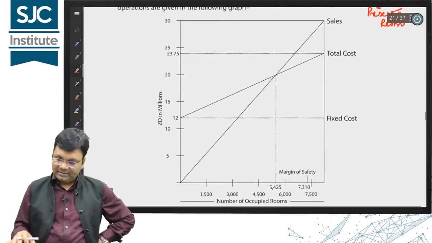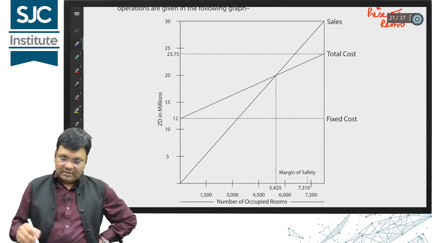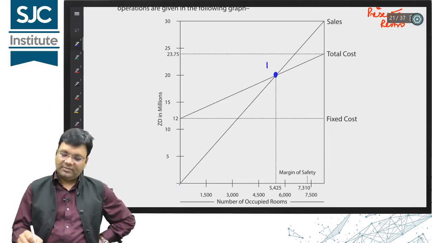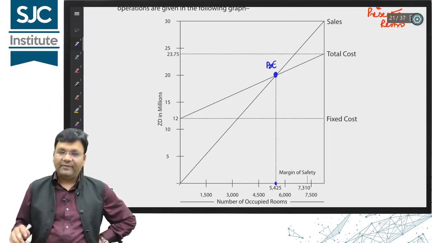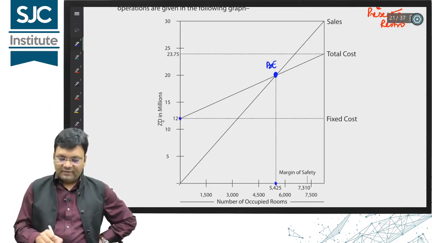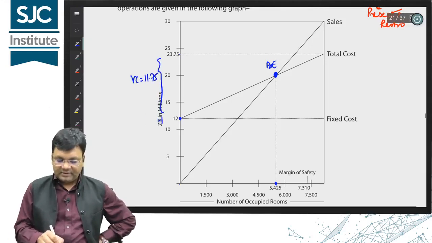So let us discuss this graph first. If you see sales starting from 0, the intersection point of sales and total cost is called the break-even point. So this 5425 is break-even. On the x-axis we have the number of occupied rooms, on the y-axis we have ZD in millions, that is amount. Since total cost is starting from 12, this must be our fixed cost. And the total cost is 23.75, so this portion must be the variable cost, which is 11.75. Fixed cost is 12. Okay, total fixed cost is 12.